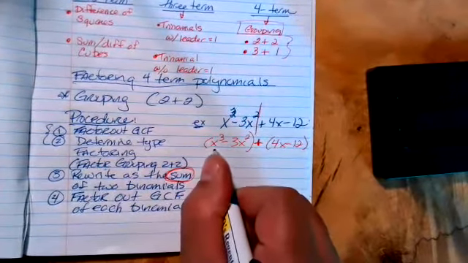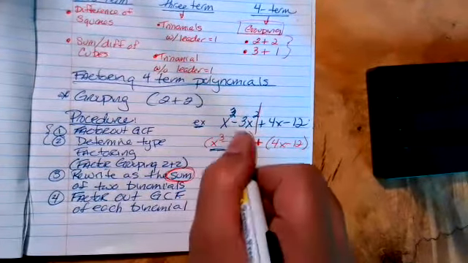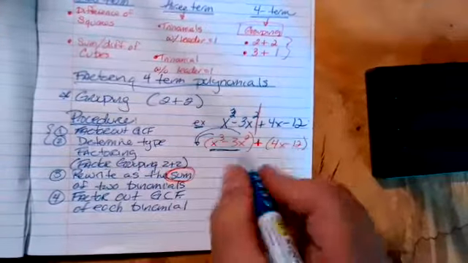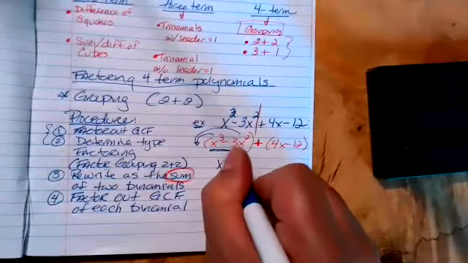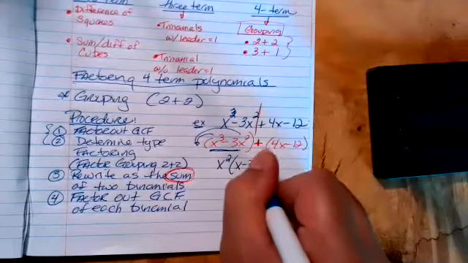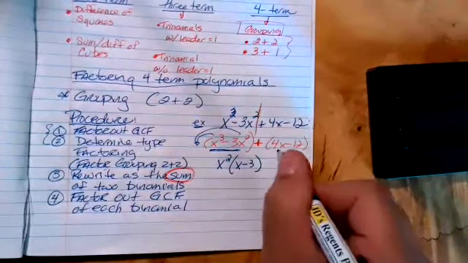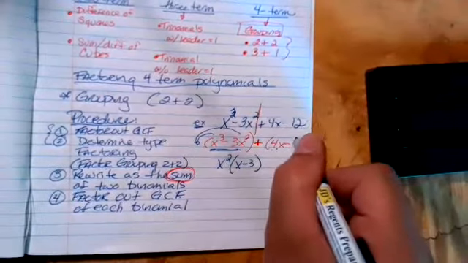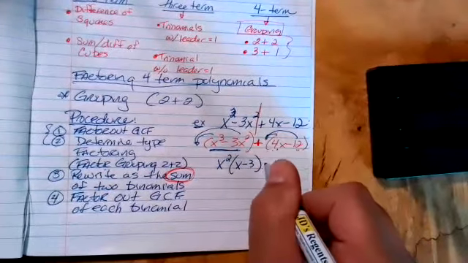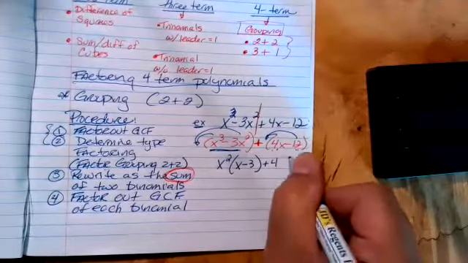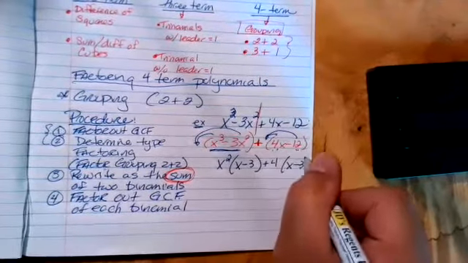So I'm looking to the left here. What do these two both have in common? They both have x squared, which will leave me with x minus 3. And what do these two both have in common? They both have 4, so I'm going to have plus 4 times x minus 3.